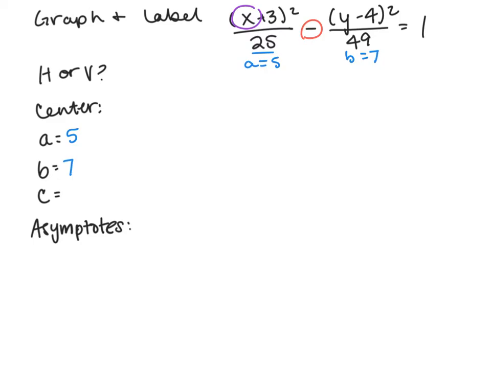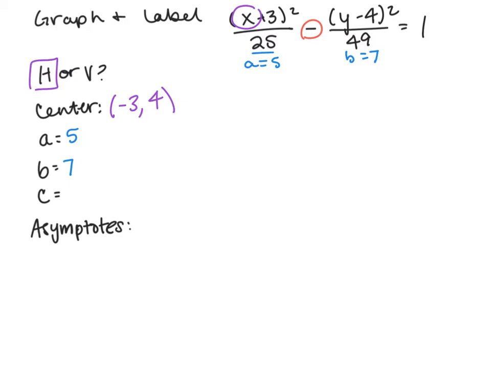So in this case, since x is in our first fraction, that means it is a horizontal hyperbola. And our a value is going to go in the horizontal direction. So now from here, the center, same as always, the opposite of the x term, opposite of the y term, so we get negative 3, 4.